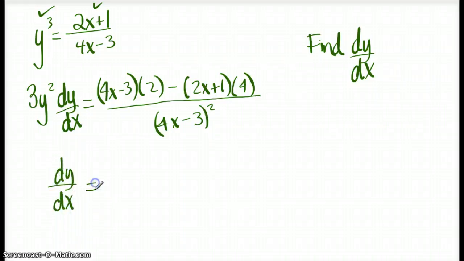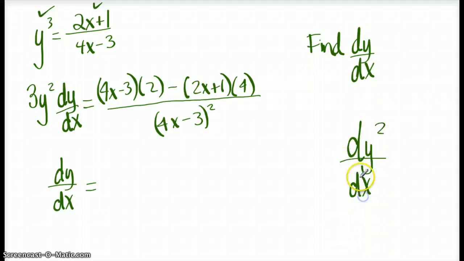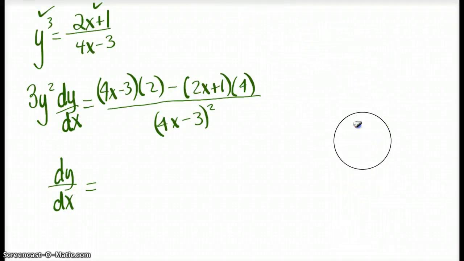All right, now, what do I do to get dy/dx by itself? Divide everything by 3y squared. Now, here's the difference. When do I need to simplify and when do I not need to simplify? If I ask you to find the second derivative, I would simplify. If I just ask you to find dy/dx, I would keep it however I wanted to keep it. What does simplify mean in this case?